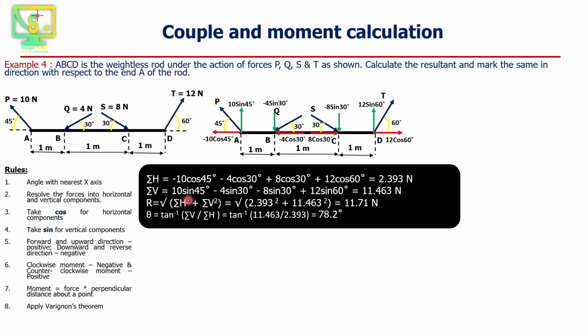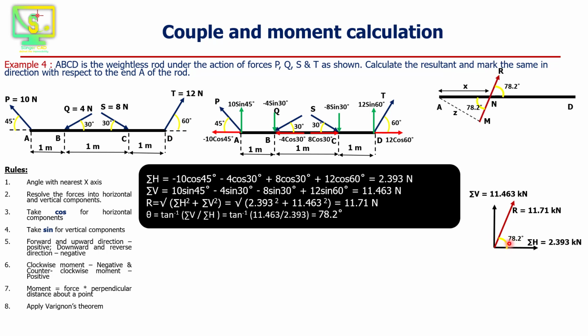Resultant is equal to root of sigma H square plus sigma V square. By substituting the values we get 11.71 Newton. Theta equals tan inverse of sigma V by sigma H, and we get the value of theta. Sigma V and sigma H are both in positive direction. Sigma V indicates the y-axis, sigma H indicates the x-axis. So the resultant is in between these two axes, at an angle of 78.2 degree.